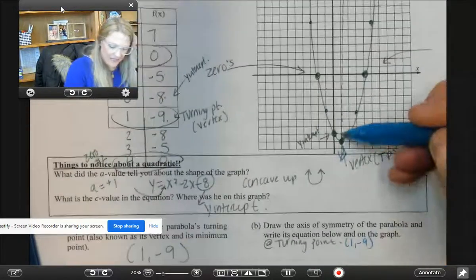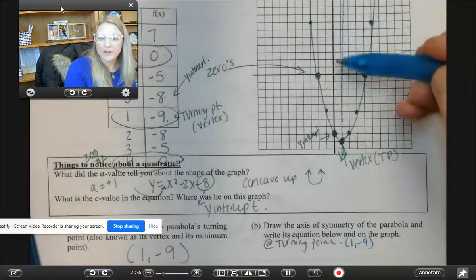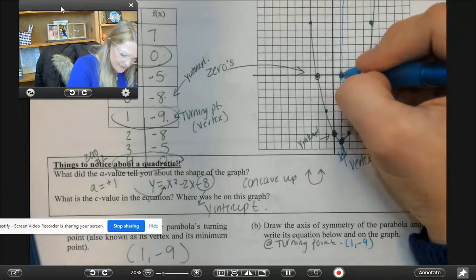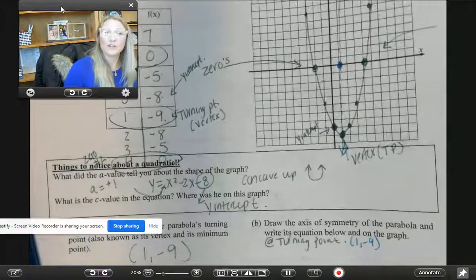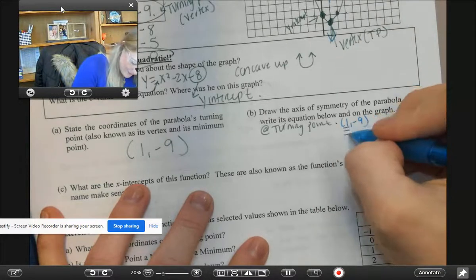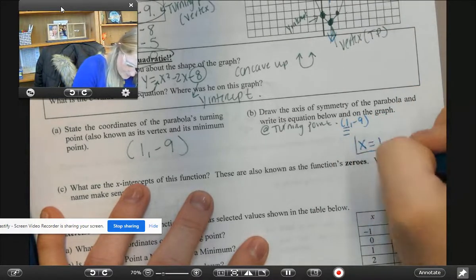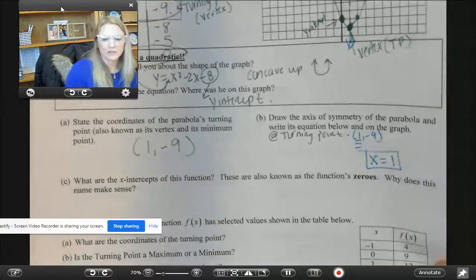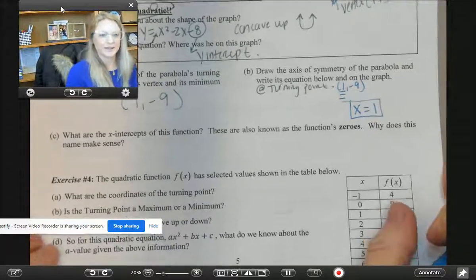And then what kind of a line do you notice? This is vertical, right? A vertical line goes through the x-axis, and where did it go through the x-axis? At 1. So the equation of this line is x = 1. In other words, where this happened. So that's your equation for your axis of symmetry. We'll get more practice with that too. It's not a huge skill in algebra, but it's there.